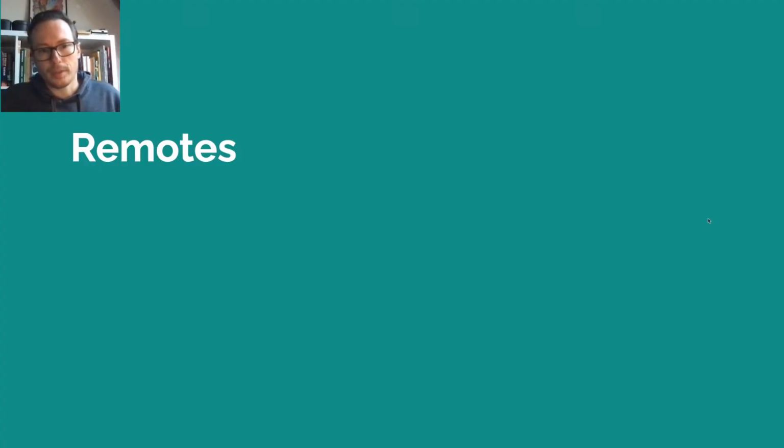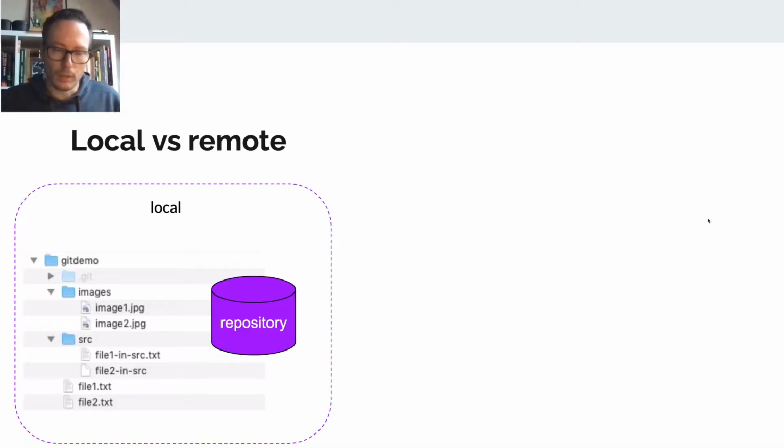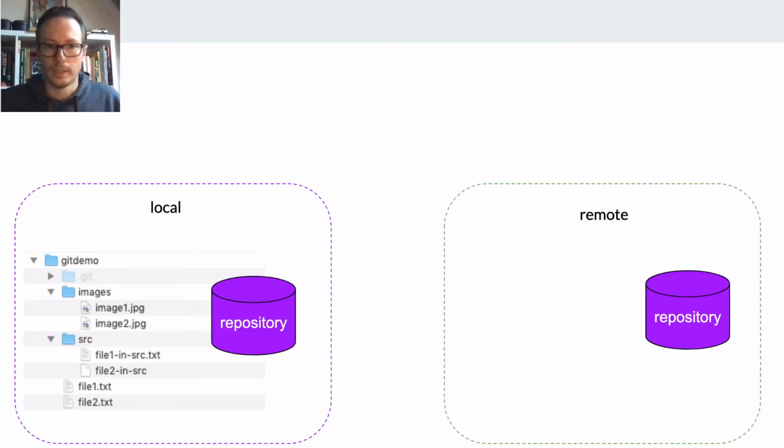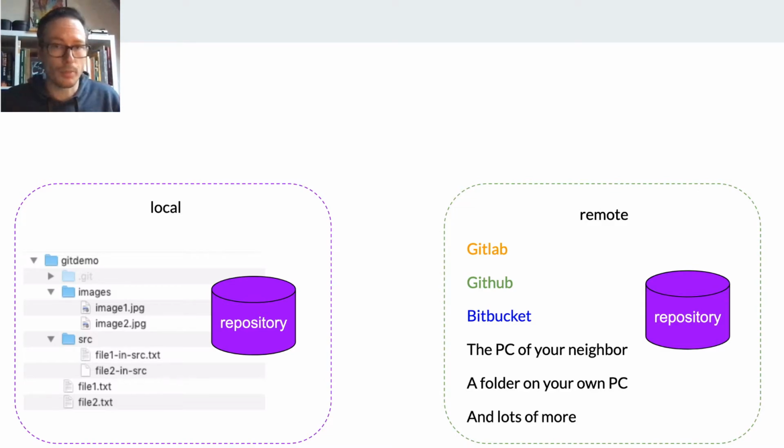So up until this point, we've been talking about everything locally, but it's very useful to have a remote, something else to store your changes for backup or sharing your work with others. So a remote is a repository elsewhere, and elsewhere is outside your working copy. So it could be on GitLab, GitHub, Bitbucket, but it could also be your neighbor's PC or another folder on your own PC, or, well, there are lots of options. So how does this work?